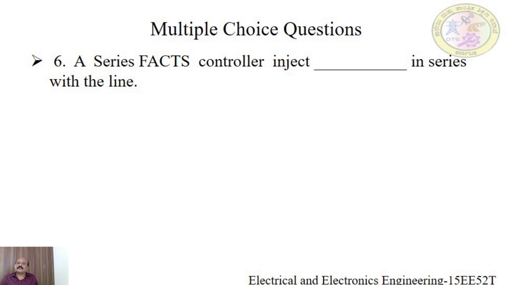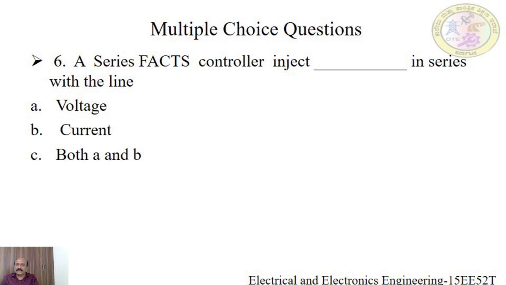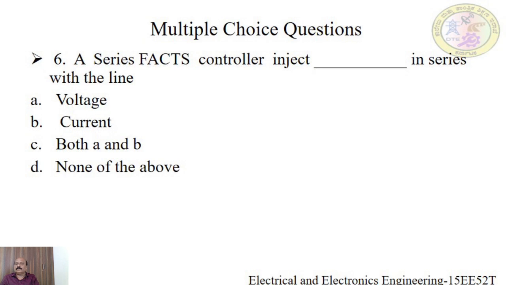Six. A series FACTS controller injects dash in series with the line. In the previous question we have seen, but now it is specific. A series FACTS controller injects what in series with the line? Let us see. Voltage, current, both A and B, none of the above. As we have already seen, the function of the series controller is to inject the voltage in series with a line. Therefore, answer A would be correct.